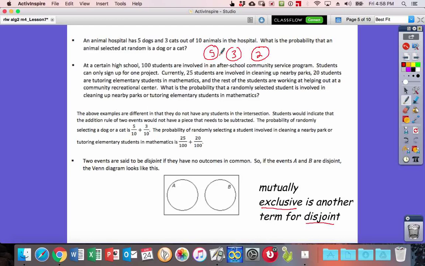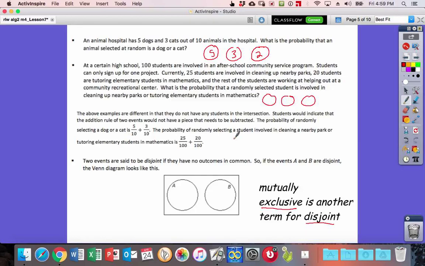Well, when you would do that probability, do you notice there is no intersection between the dogs and the cats? You can't have any cat dogs in this example. So you can't be both at the same time. This next example talks about students and 3 different projects, but you cannot be working on any of them simultaneously. In other words, you're either cleaning up nearby parks, you're tutoring elementary schools, or you're going to the recreational center. But there's no overlap here. You can't do both. Okay?